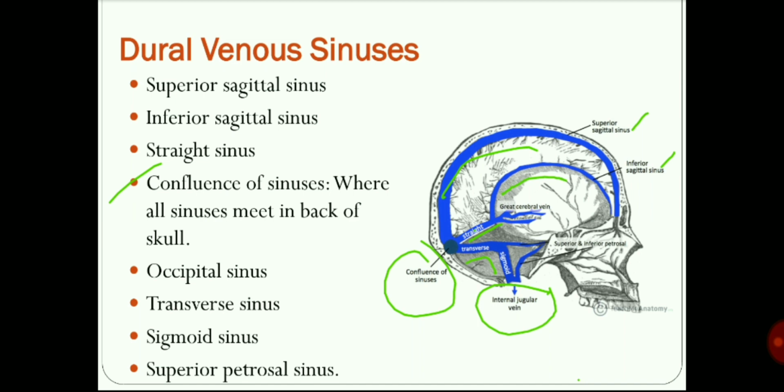Now the straight sinus is the continuation of the great cerebral vein, and then the superior and inferior petrosal sinuses. The superior petrosal sinus is draining into the transverse sinus, while the inferior petrosal sinus is draining into the internal jugular vein. Now come to hematomas.